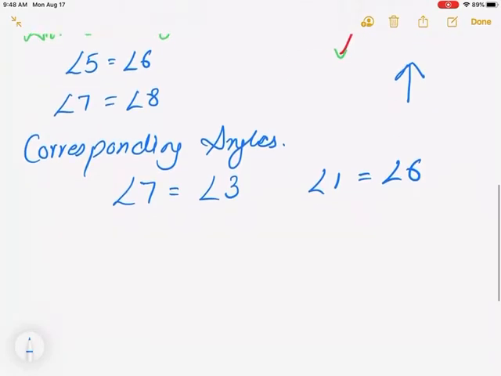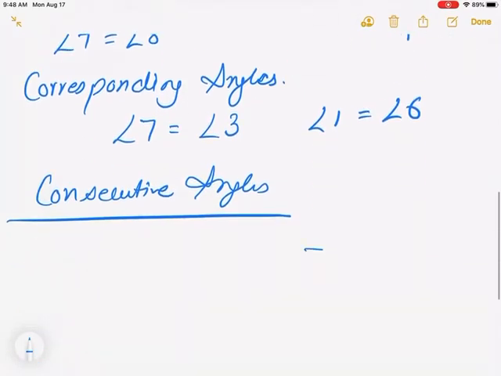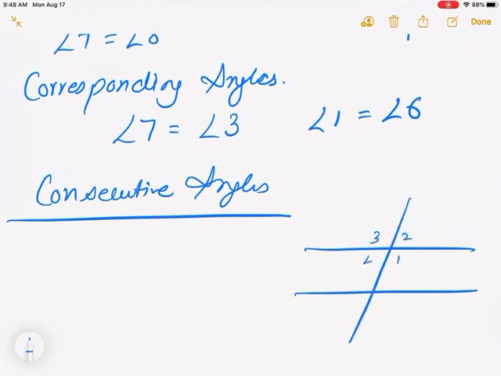Now the last one is called, some people call these consecutive angles, so I'm just going to put consecutive. Consecutive angles means angles that are next to each other. I can just draw another one. Let's say it's 1, 2, 3, 4, 5, 6, and 7, 8 here. So angles next to each other: I know 3 and 2, 3 and 4, 5 and 7, 6 and 1, 8 and 7.